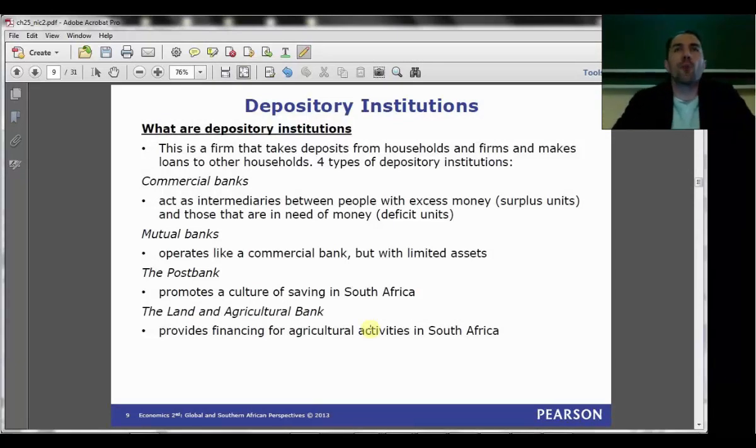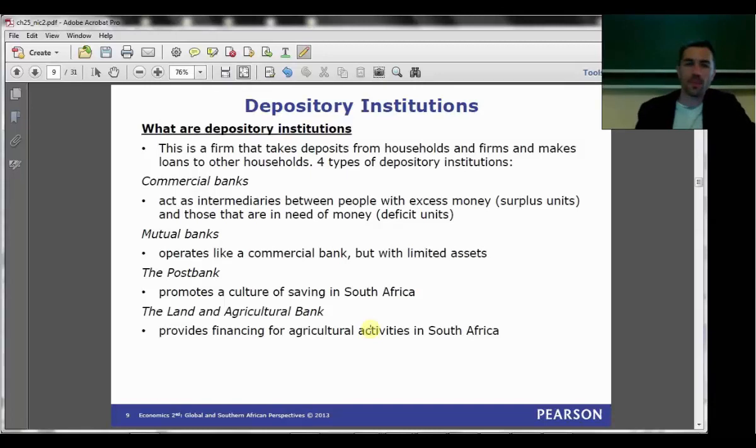So we've spoken about what money is and how we measure it, and what it does, its functions. Now we're going to talk about something else within money markets, and those are the actual institutions which we interact with that either supply us with money or give us access to money or invest money on our behalf or any of those sorts of activities.